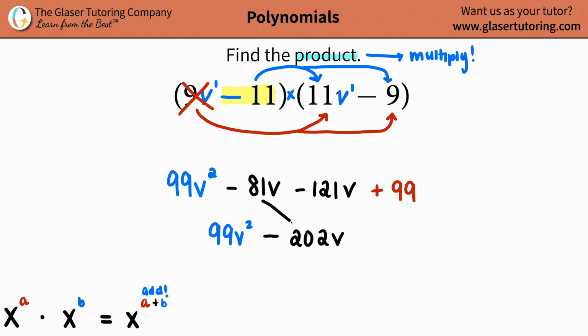And that looks good to me. And then no other, just random number terms. So plus 99. And guess what? You're done. And that's it. Oh yeah, let's box it off and call it a video.